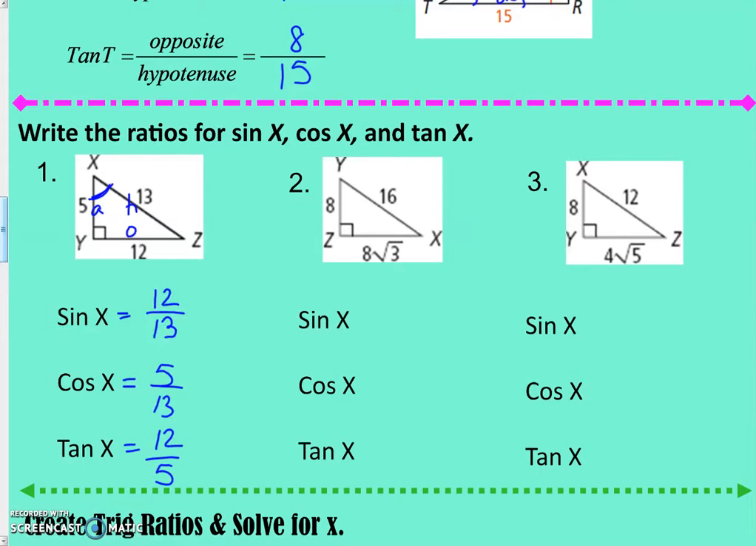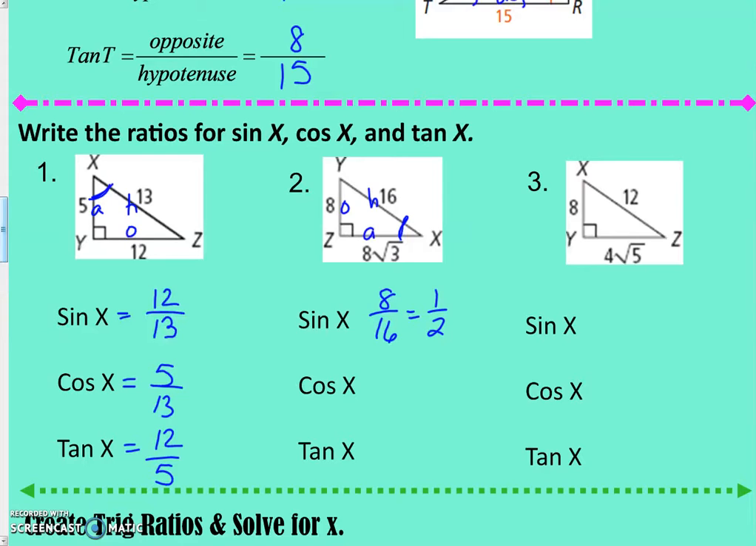Looking at the next shape, I'm looking for angle x this time again. So my opposite will be on the top, or the side. My adjacent will be on the bottom. Sine is opposite over hypotenuse, so I have 8 over 16. That can be reduced to 1 over 2. You can leave it as 8 over 16. Higher level classes, you're definitely going to want to reduce that. But because it says just write the ratio, you're okay with leaving it.